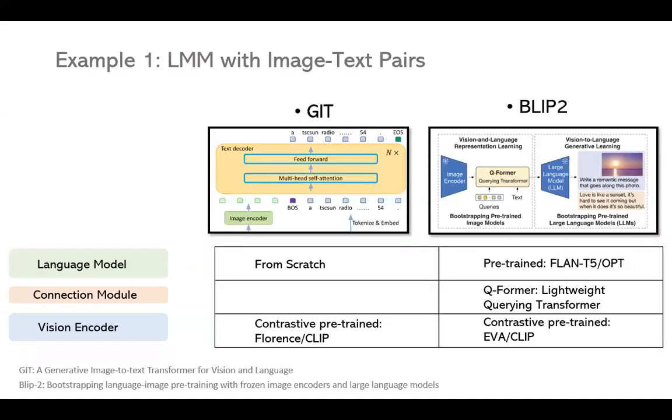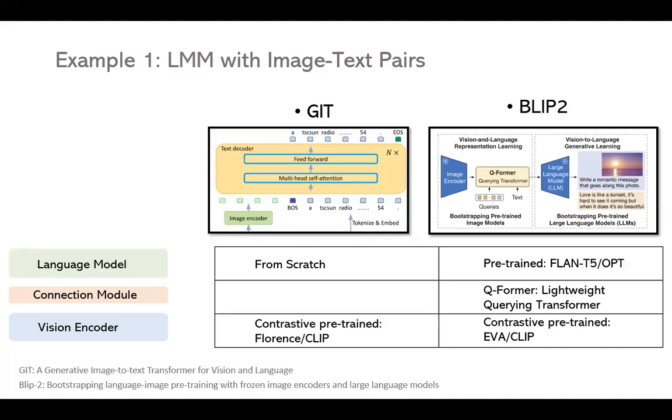So we have covered the training objective and the architectures. So now let's use some examples of how existing work actually implements those 2 things. As a first example, the models trained with image text pairs. We are using 2 existing models. One is GIT, the other one is BLIP-2. And we see that they all have the 3 modules in terms of architecture.